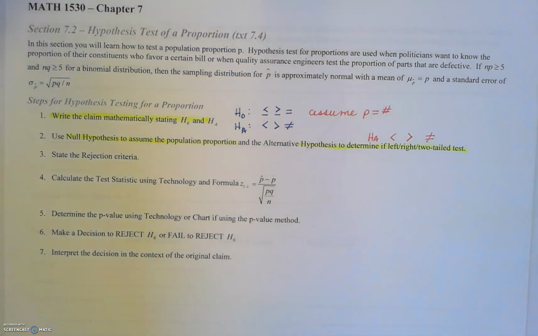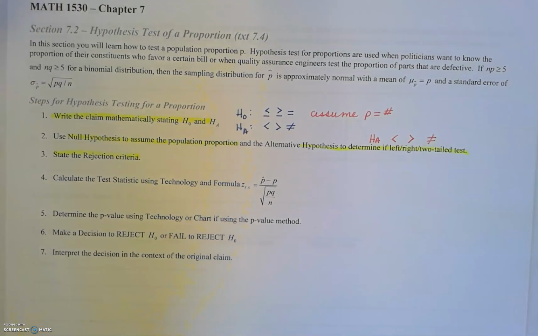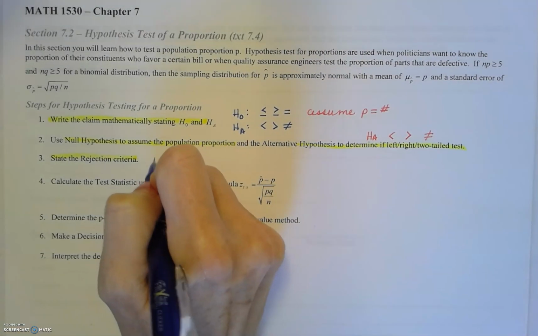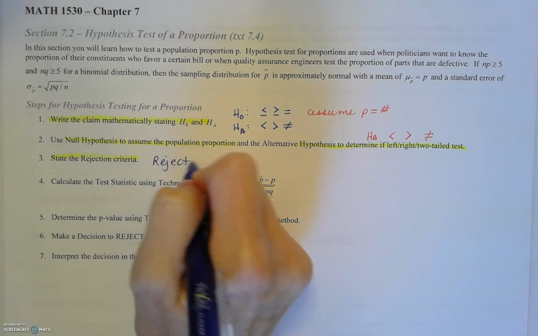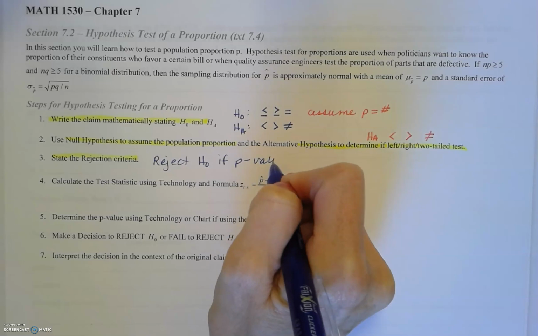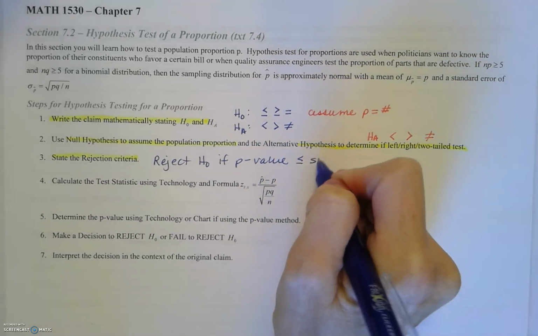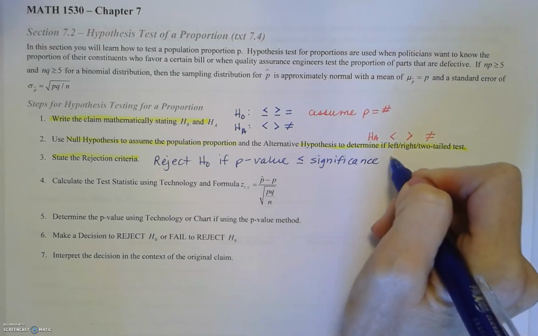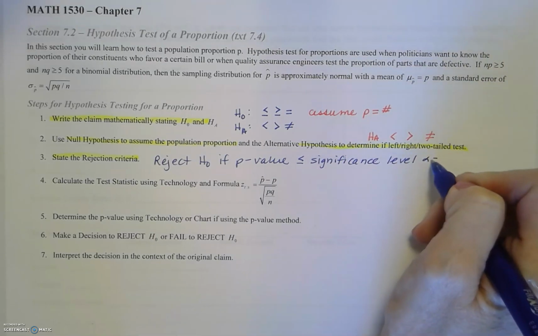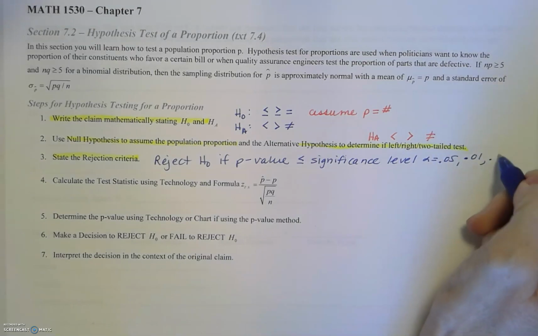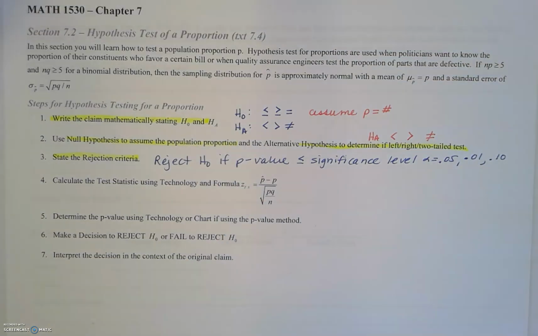Next we need to state the rejection criteria. For the rejection criteria, we're going to focus on the p-value method. We're going to reject the null hypothesis if the p-value is less than or equal to our significance level. And remember, our significance level might be alpha equals 0.05, 0.01, or 0.10. Those are the three most common ones.